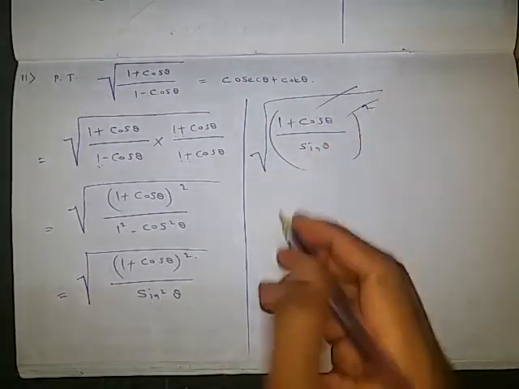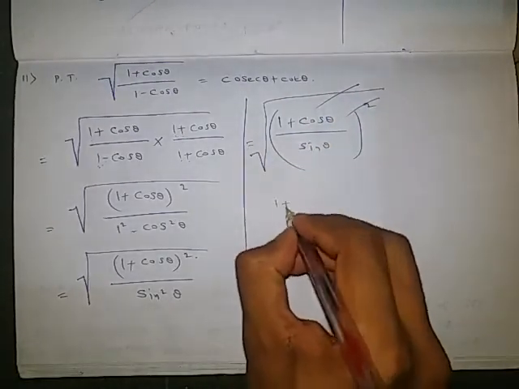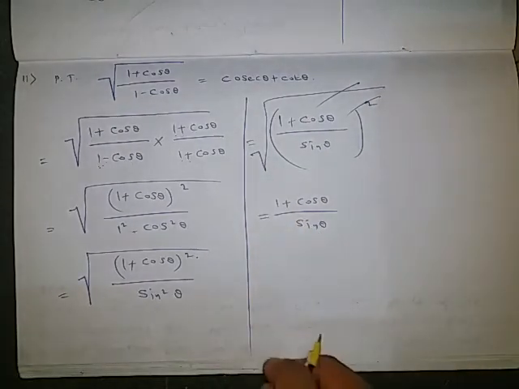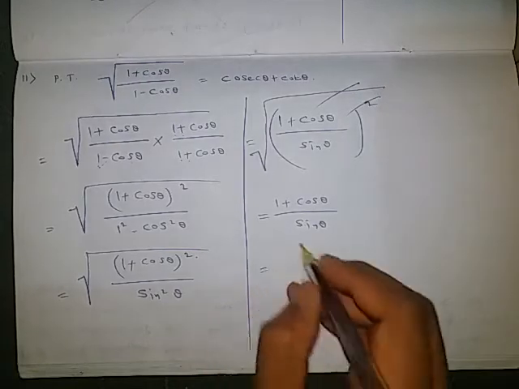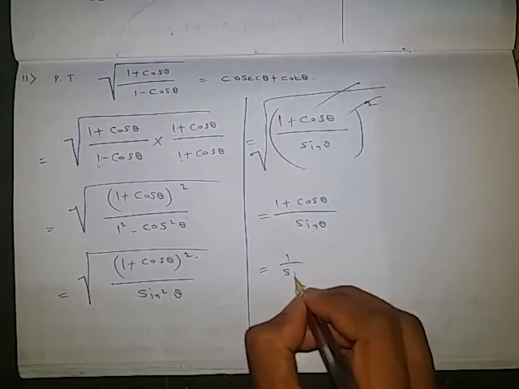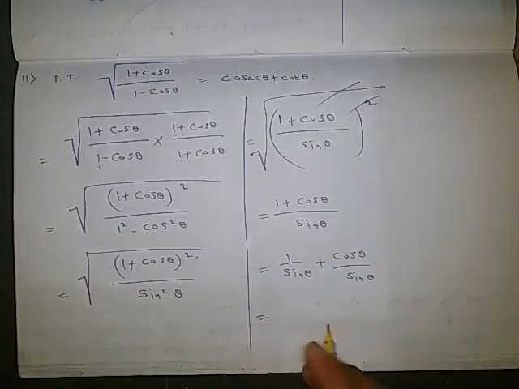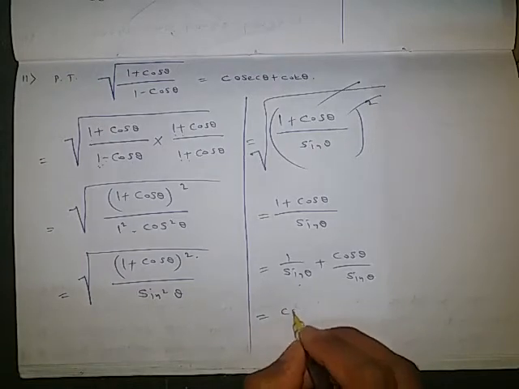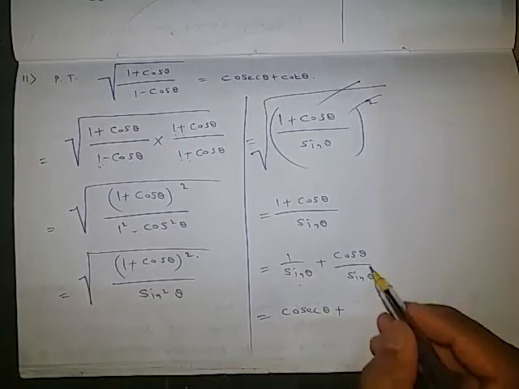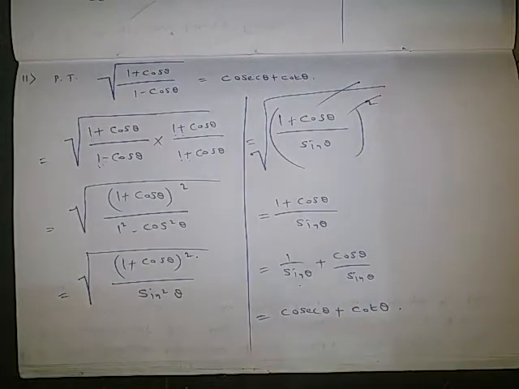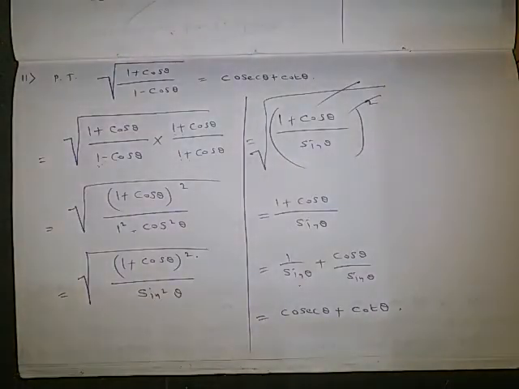Now the square root and square will get cancelled. So we remain with 1 plus cos theta divided by sin theta. Now if we separate this, we will get 1 by sin theta plus cos theta by sin theta. 1 by sin theta is cosec theta, plus cos theta by sin theta is cot theta. Okay, with this the trigonometry important questions are completed.